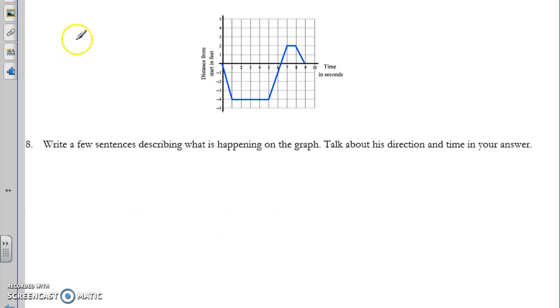Okay, next question. Write in a few sentences describing what happens on the graph. So all this is writing bullet points like we had on Unit 1, Lesson 1, Walk the Line. So you would just say something like, Billy started at 0 seconds, at 0 feet. He walked to the left 4 feet in 1 second. I know he walked to the left because the line is decreasing. He rested for 4 seconds. Billy then walked to the right 6 feet in 2 seconds. Then Billy rested for 1 second, and then Billy walked to the left 2 feet in 1 second.